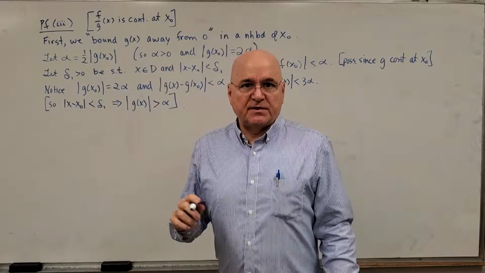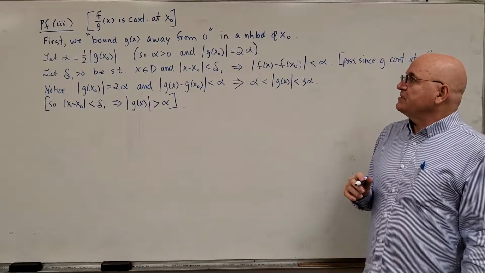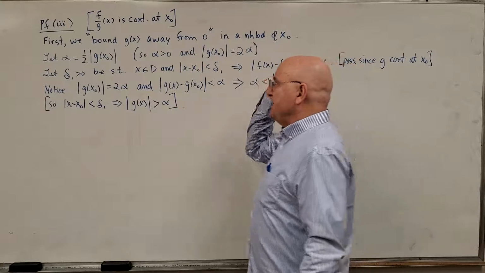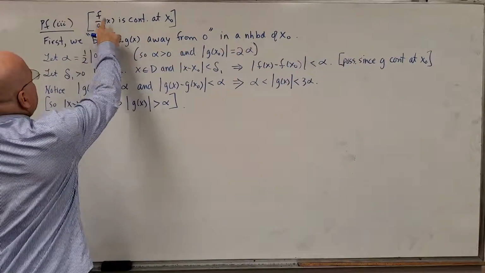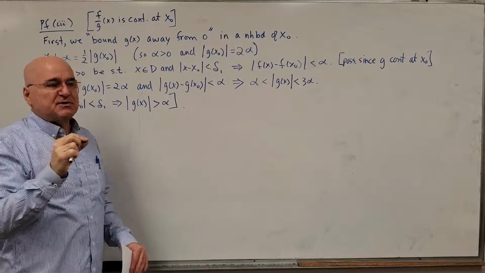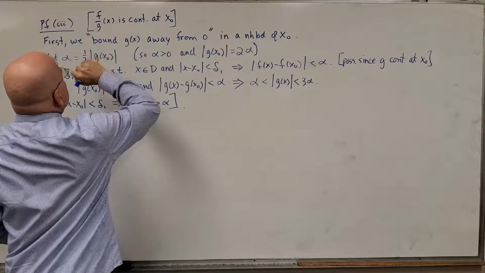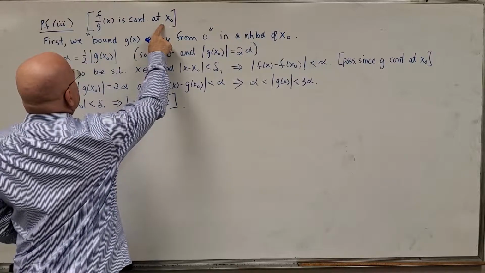Well, now we continue with the proof of part 3. I needed a little more room, so I had to erase the theorem, but basically here's what we're proving. Remember that f and g are both continuous functions at x naught, and we're now going to prove that f over g is continuous at x naught.